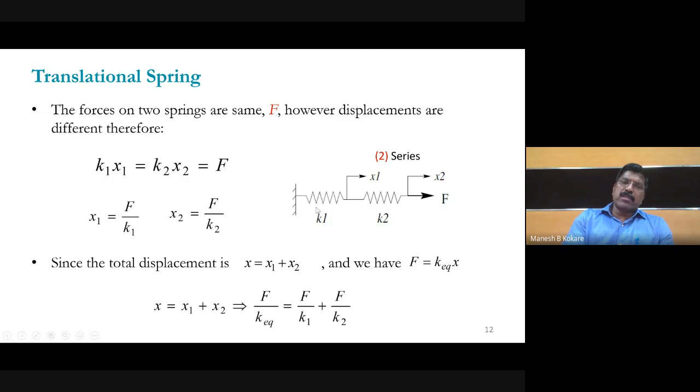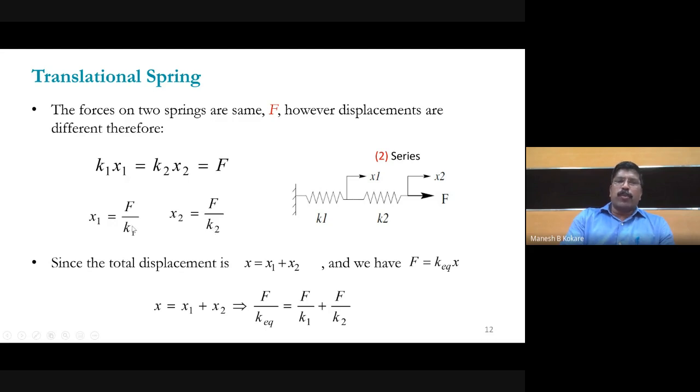Here K1 is the stiffness of spring 1 and X1 is the displacement of spring 1, K2 is the stiffness of spring 2, and X2 is the displacement of spring 2. So when force is applied, this force is equal to K1 into X1 as well as K2 into X2, which is equal to F. From this you can find out the displacements: X1 is equal to F by K1, and X2 is equal to F by K2.